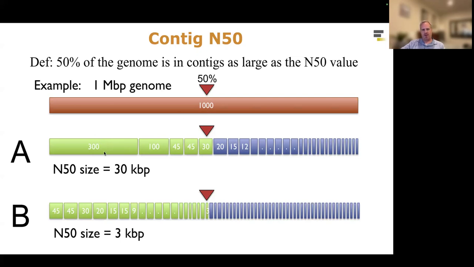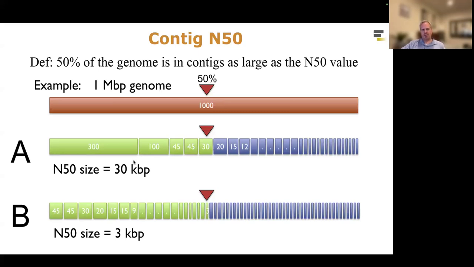So 300 doesn't reach halfway. 300 plus 100 doesn't get halfway. 300 plus 100 plus 45 plus 45 plus 30 does exceed halfway. So we would report that the N50 size of this assembly is 30 kb.